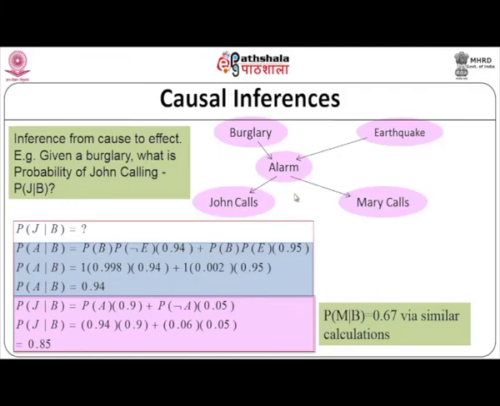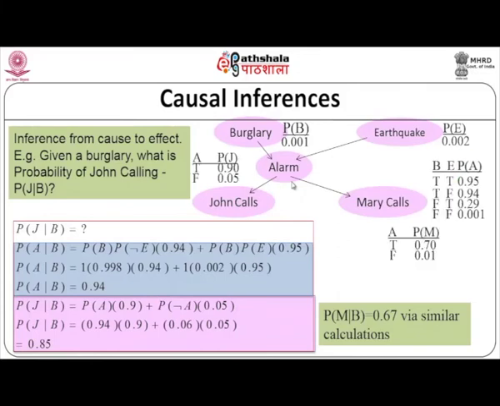A and B remain the same, that value is the same 0.94. But the probability of Mary calling given the burglary is 0.67, using a similar calculation. So, this is a straightforward calculation. Now, let us go to the next one. This is given here. So, you can find that out. The probability of B is 1 because we know the burglary is there. 0.998 is the probability; we have calculated those values and this is what you get.